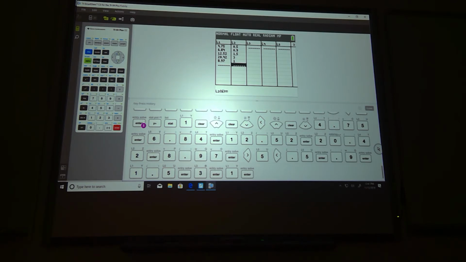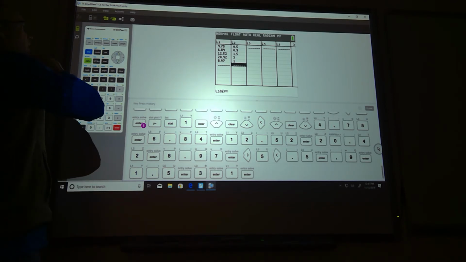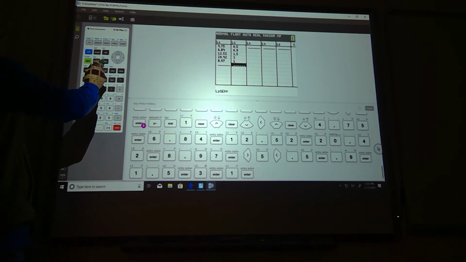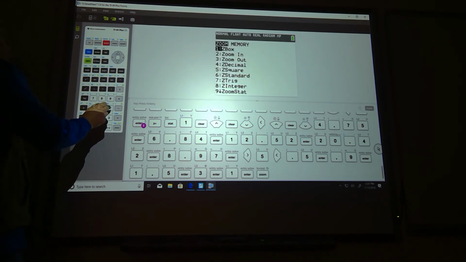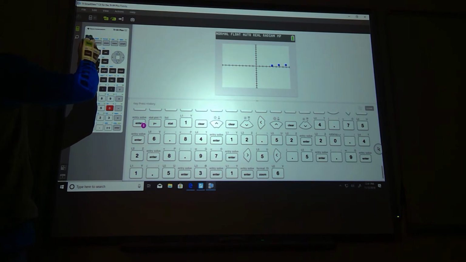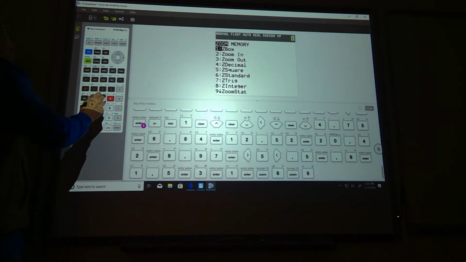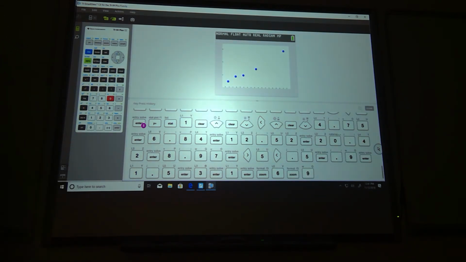Let's find the equation of the line of best fit. So the line of best fit, how did I find the line of best fit? I have my data. I can go zoom stat, zoom number 9. There's what my data looks like. How do I find my line of best fit? Stat, what's next? I want to calculate my line of best fit.